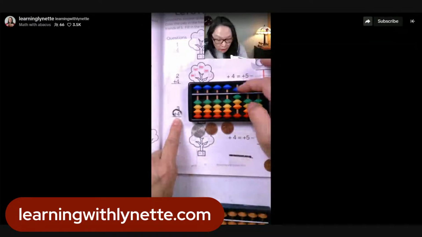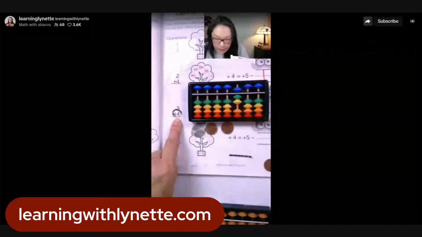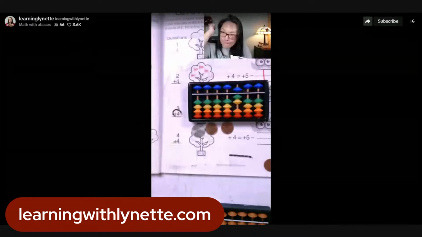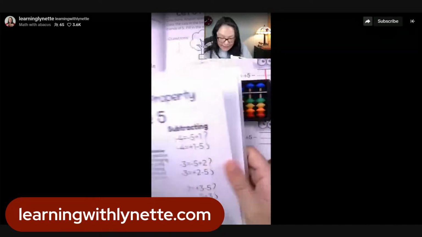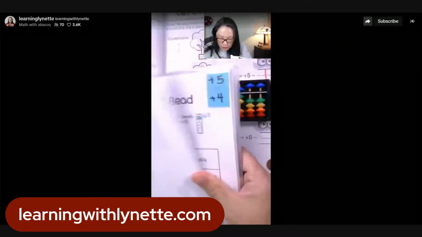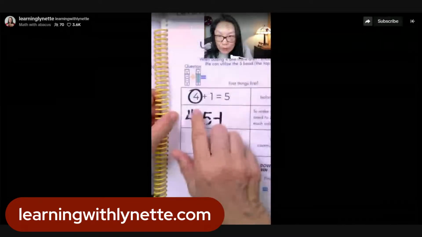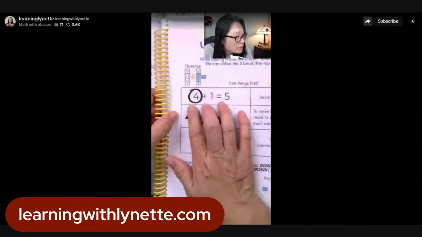So what did we just do? Again, what I'm just going to do is rewrite. We had this equation, right? We had this formula. We had this addition sentence. 4 plus 1 is equal to 5.